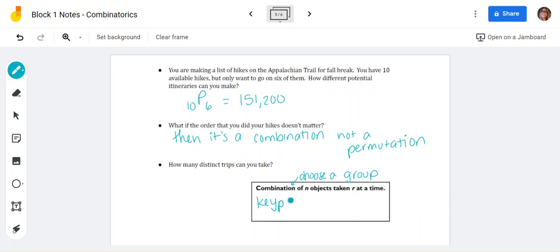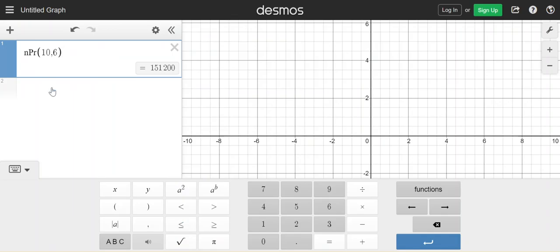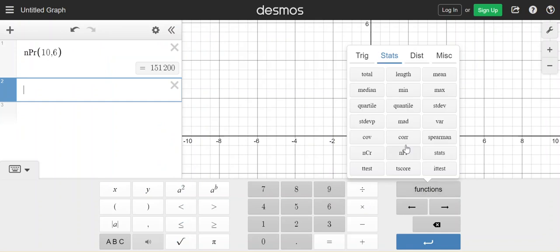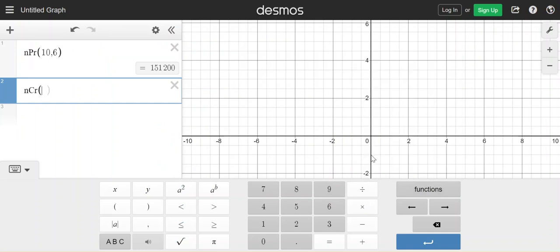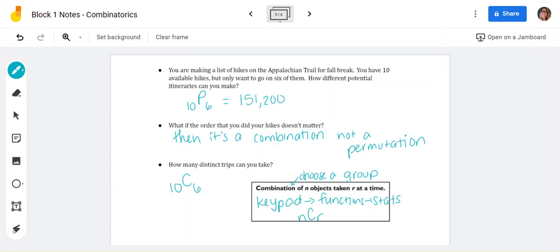And basically, same place on Desmos. We're going to choose the keypad, functions, stats, and then it's nCr. So if we have 10 trails, we're going to choose 6 of them. Any 6, the order we do them doesn't matter. So functions, stats, nCr, 10, comma, 6. Now we're down to 210 possibilities.